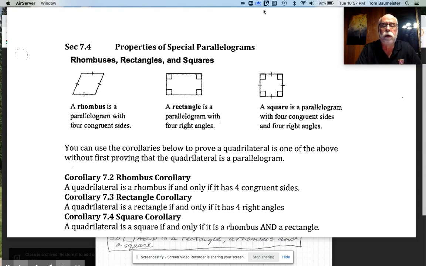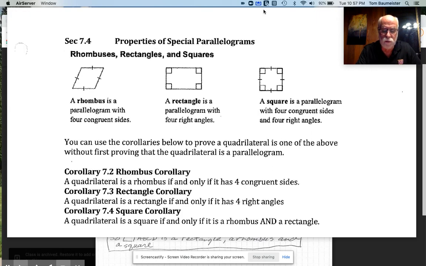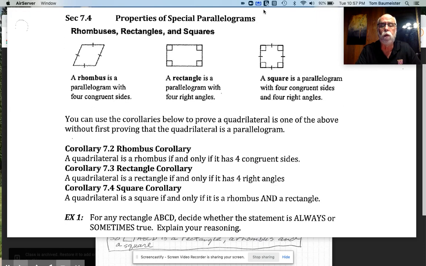You can use the corollaries below to prove a quadrilateral is one of the above without first proving that the quadrilateral is a parallelogram. So corollary 7.2, a quadrilateral is a rhombus if and only if it has 4 congruent sides. Corollary 7.3, a quadrilateral is a rectangle if and only if it has 4 right angles. And corollary 7.4 states a quadrilateral is a square if and only if it is a rhombus and a rectangle. So it uses the first 2 corollaries there.